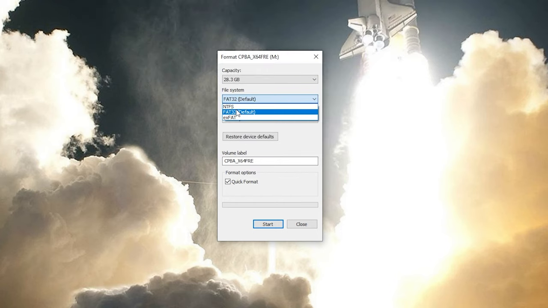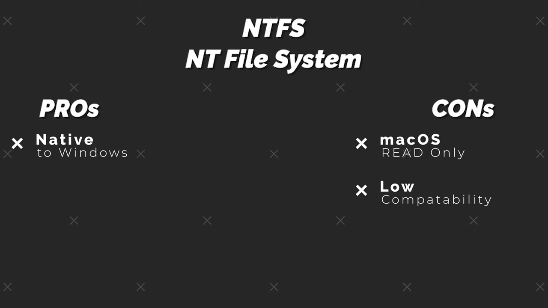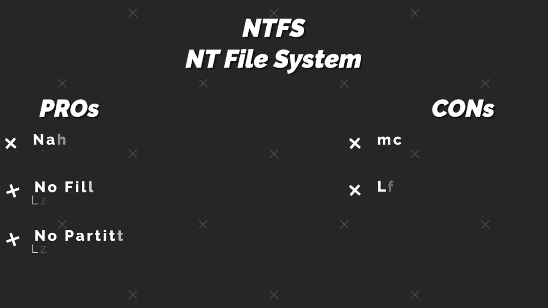The next one is NTFS, or NT File System. This one is more or less native to Windows because Windows was built on NT. macOS can read it, but it can't write to it. You have limited compatibility across operating systems. However, there's no file size limit and there's no partition size limit. So if you're working with just Windows machines, NTFS is probably going to be your best file system.